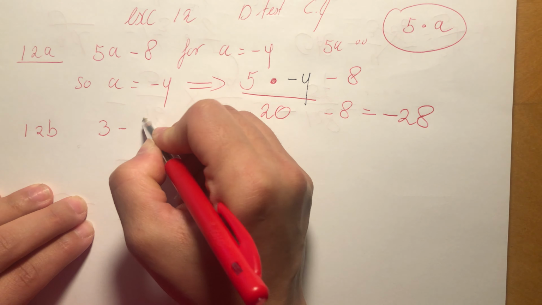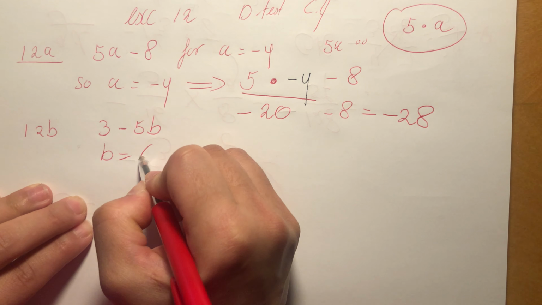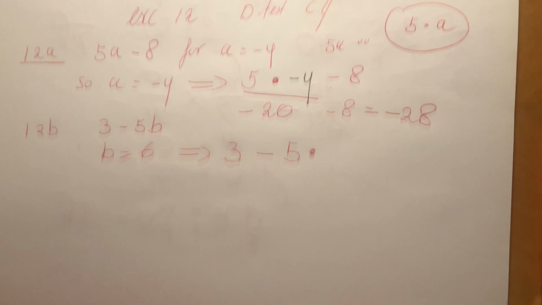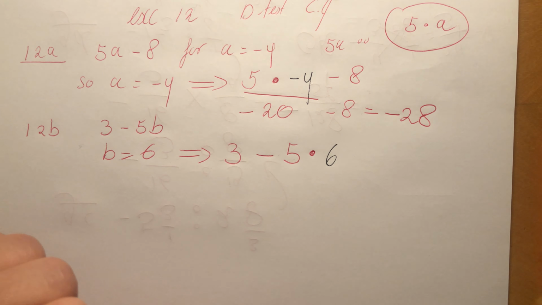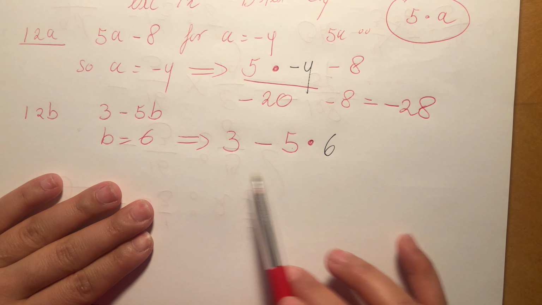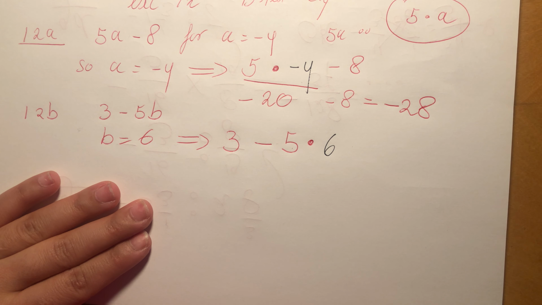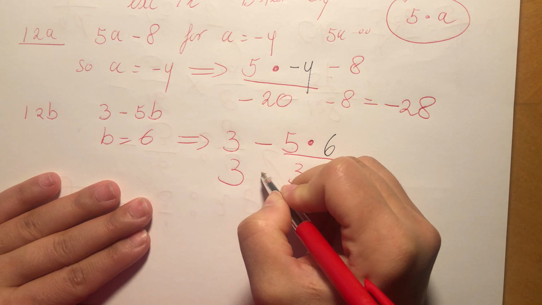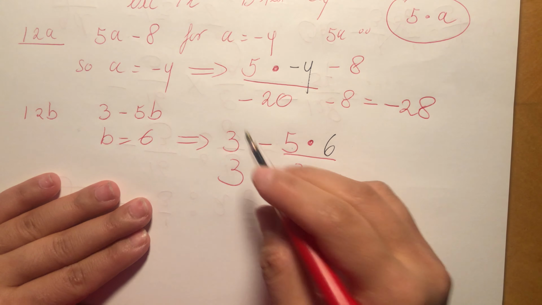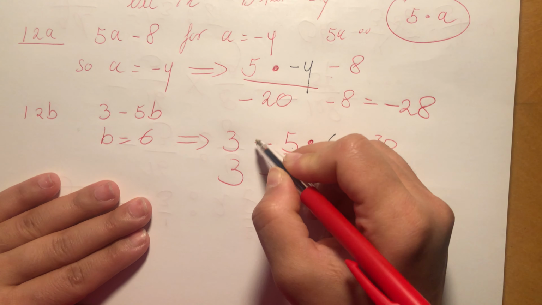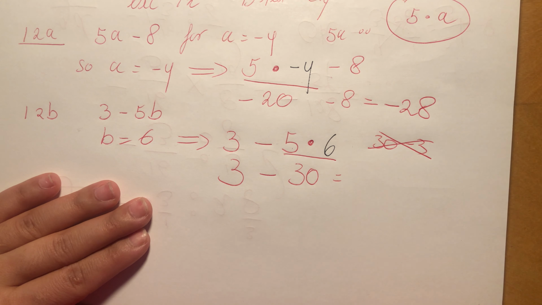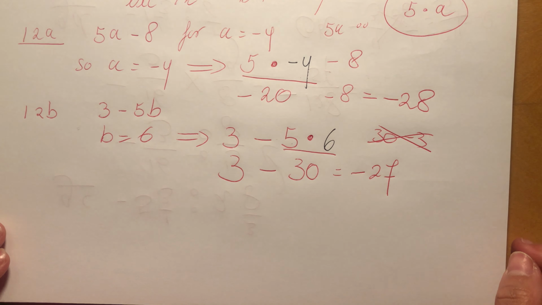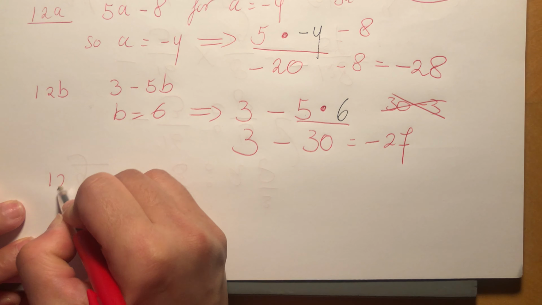We have 3 minus 5b, and b is now 6. So we get 3 minus 5 times b is now 6. No brackets, multiplying and dividing from left to right. Let's look here. 5 times 6, 30. 3 minus 30, just bring it down. What you don't do is say, hey, it's 30, oh yeah, minus 3. Don't do that. You create a whole new exercise. We don't want that. So over here, you get negative 27. Finished. Let's go to 12c.